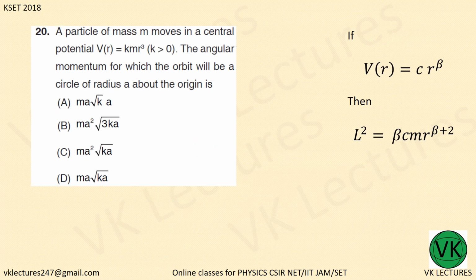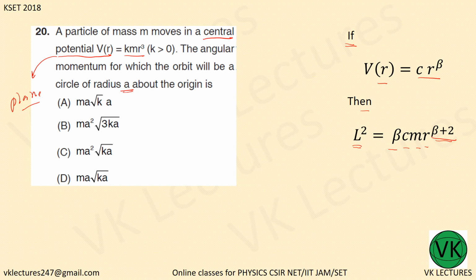A particle of mass m moves in a central potential. Central potential means the particle moves in a plane. Okay, V of r equal to k m r cube. The angular momentum for which the orbit will be a circle of radius a about its origin. Now if V of r is equal to c r power beta, then L square, that means angular momentum squared, will be equal to beta c m r power beta plus 2. This is the formula.